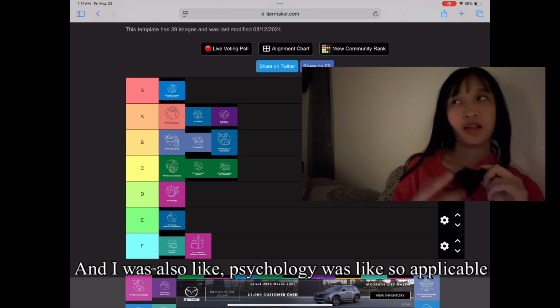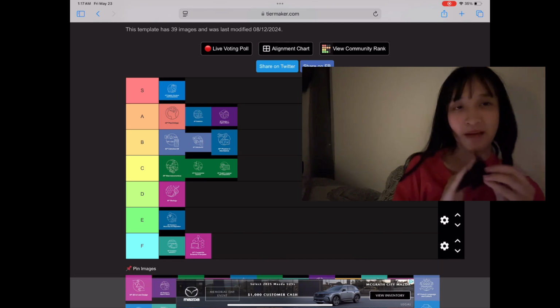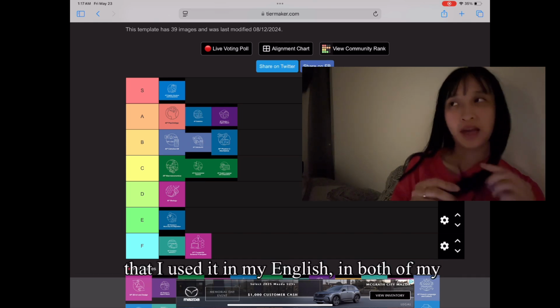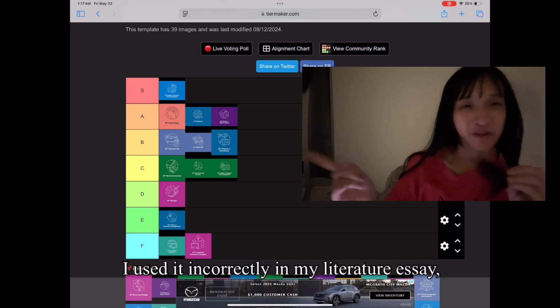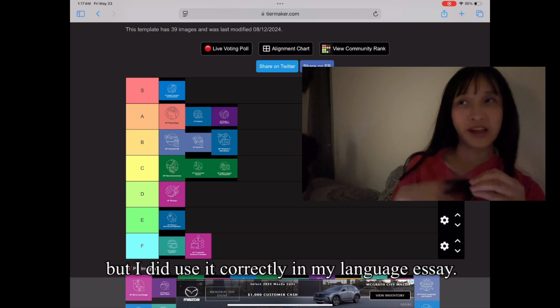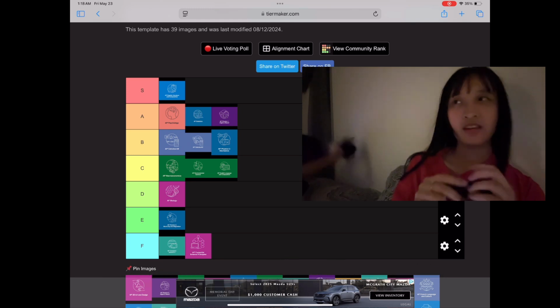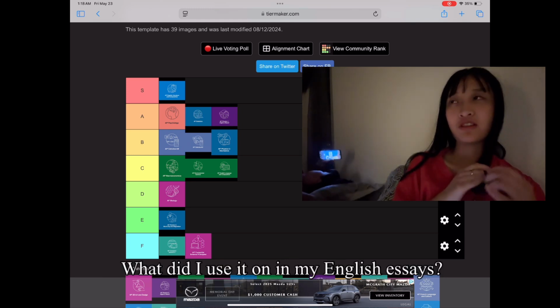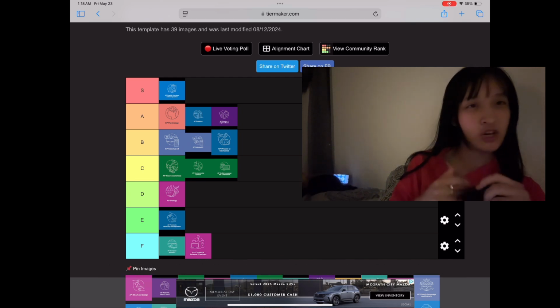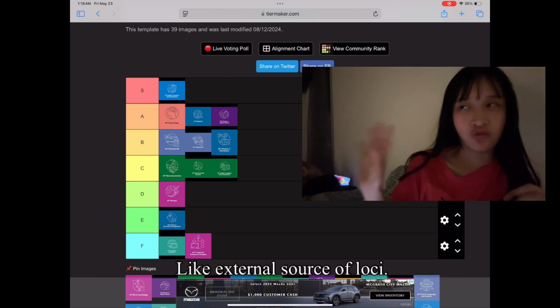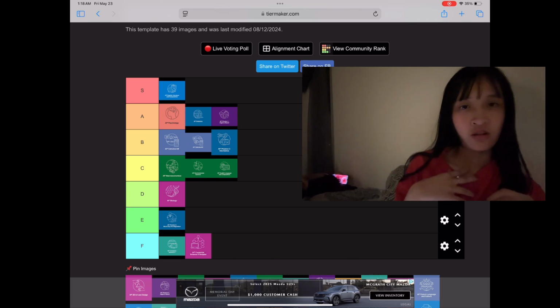Psychology was so applicable that I used it in both of my English essays. I used it incorrectly in my literature essay, but I did use it correctly in my language essay. What did I use it on in my English essays? I said something about, what was it called? Like external locus of control.